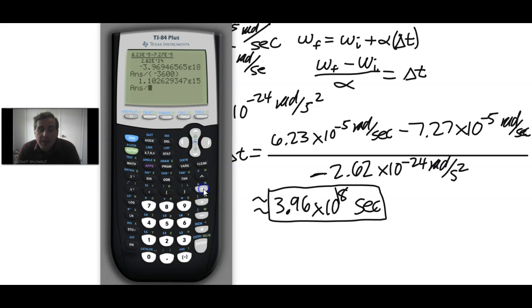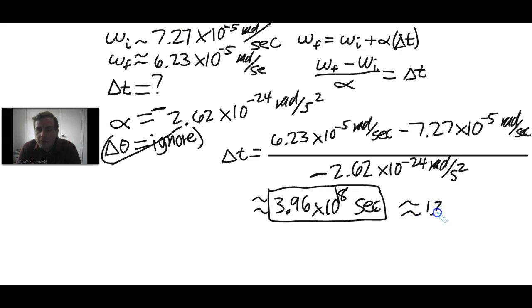And then if we divide that by how many hours are in a day? Well, 24 hours in a day. So there we are. And then how about we divide that by how many days in a year? 365. So we get 1.26 times 10 to the 11th years.